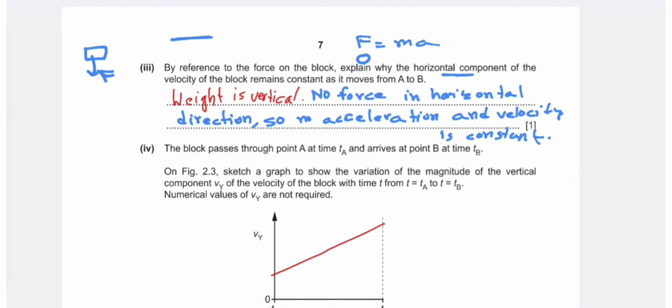That means the force in the horizontal direction is 0. So no force is acting in the horizontal direction, and since force is 0, from the equation we know that the acceleration is also 0. For 0 acceleration, the velocity is constant, and therefore the velocity of the block is constant as it moves from point A to point B in the horizontal direction.